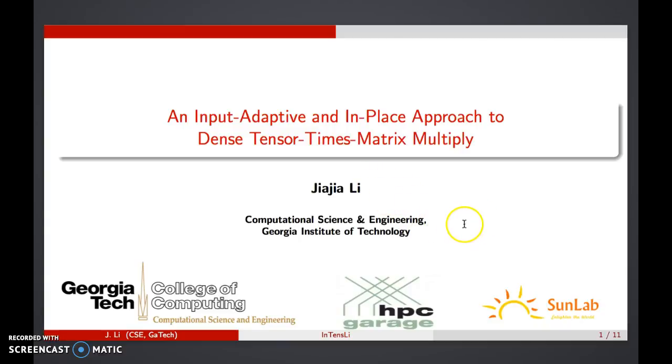I come from Computational Science and Engineering, Georgia Institute of Technology. My project is about an input adaptive and in-place approach to dense tensor times matrix multiply. This is a joint work between two research groups, HPC Garage and InTensLi.